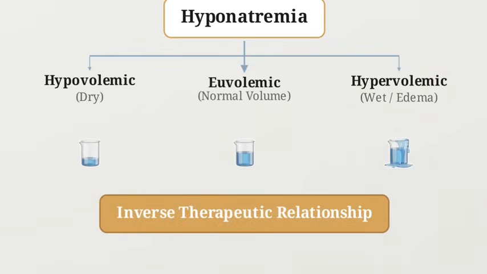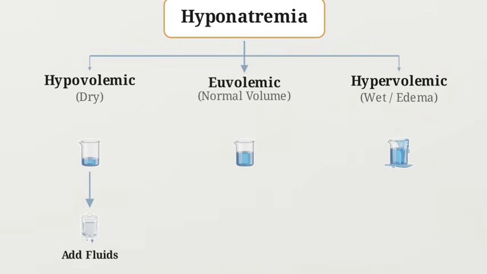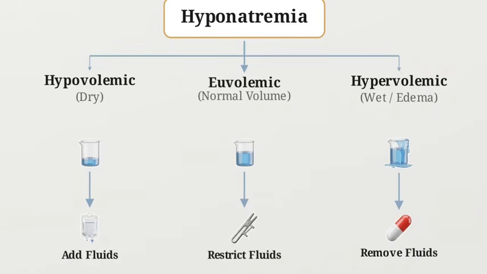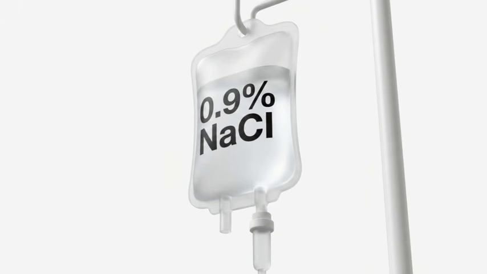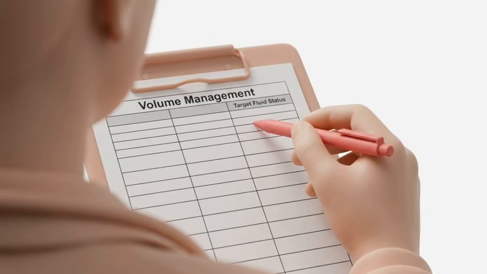The algorithm dictates an inverse therapeutic relationship. Dry patients receive fluids, normal volume patients get fluid restricted, and wet patients are aggressively diuresed. Administering 0.9% sodium chloride remains a valid initial step for symptomatic patients, but it never replaces this targeted volume management.